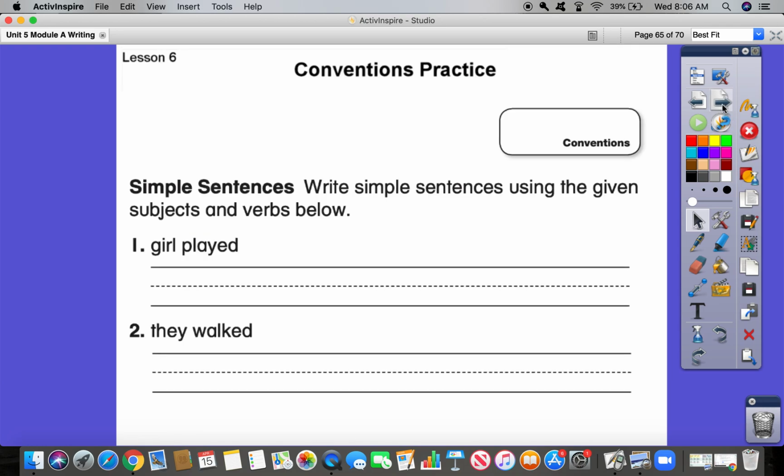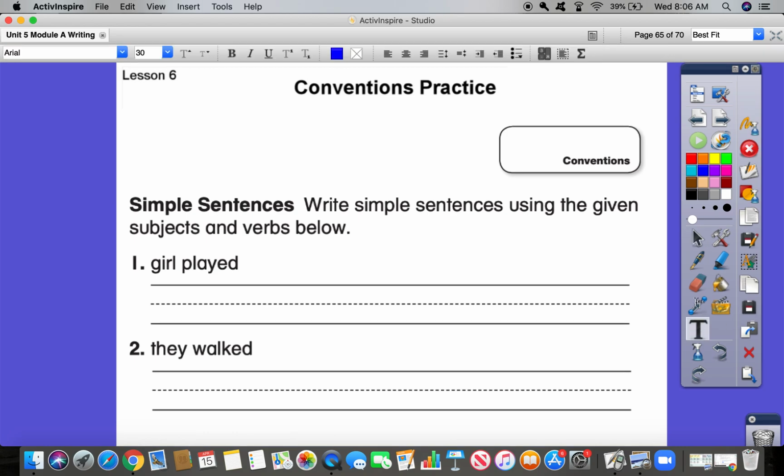So under the conventions practice in your online writing journal, you're going to be writing some simple sentences. So write simple sentences using the given subjects and the verbs below. So number 1 is girl and played. This is your subject, this is the verb. Number 2, they walked. This is your subject, they, and this is your verb, walked.